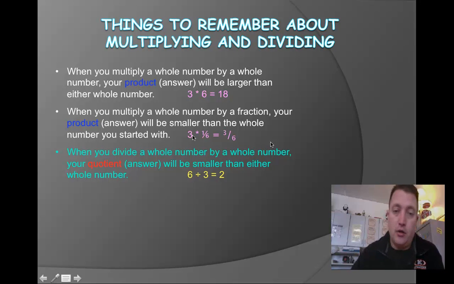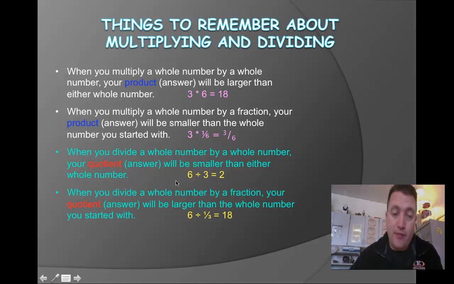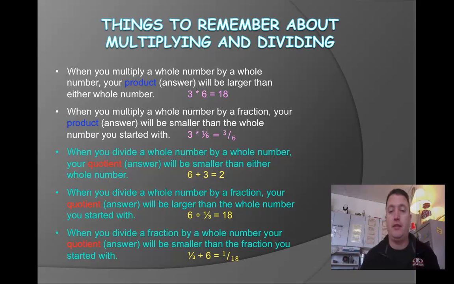All right. So when you divide a whole number by a whole number, your quotient, or answer, will be smaller than either whole number in the original equation, okay? So 6 divided by 3 equals 2. 2 is going to be smaller than either of these two numbers on the left side of the equal sign, okay? When you divide a whole number by a fraction, your answer is going to be larger than the whole number you started with. So if I've got 6 divided by 1/3, remember that's the same as saying 6 times 3 over 1, which gives me 18, okay? Now, if you flip that same case around the other way, if you divide a fraction by a whole number, your answer will be smaller than the fraction you started with, 1/18.